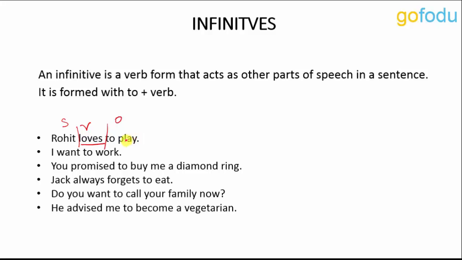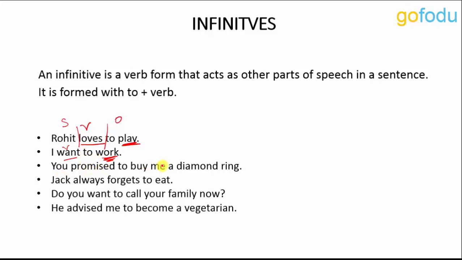Like in the sentence, I play every day. That's a verb. But over here, it is not being used as a verb. It's used as an infinitive. It has become a noun, and when we add to it, it becomes infinitive. So over here, play is an infinitive. I want to work. Want is the verb. Work is infinitive. To has been added to it.